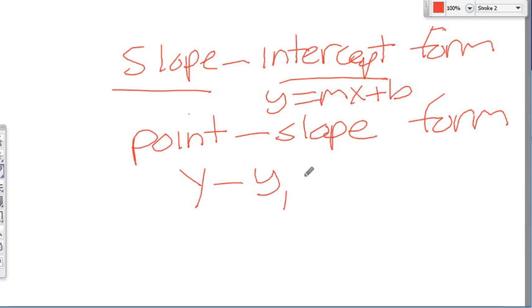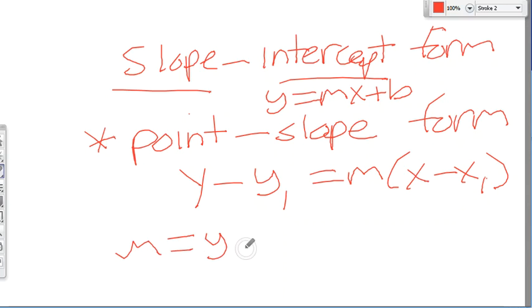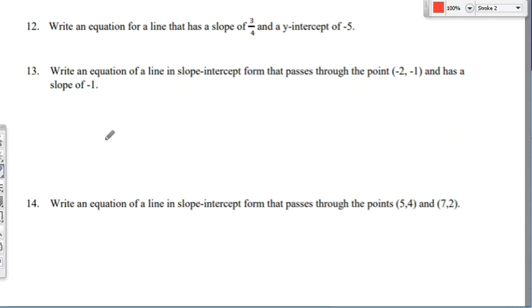Remember, point slope form is y minus the y from your point is equal to m times x minus the x from your point. And sometimes you may be given 2 points, and if you're given 2 points, you can write your equation using point slope, because if you have 2 points, you can find slope by finding the change in y over the change in x. Okay, so let's go back to these 3 questions.